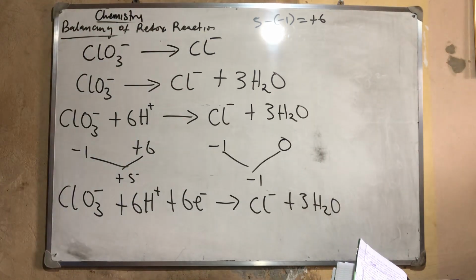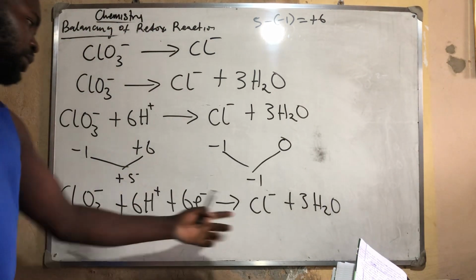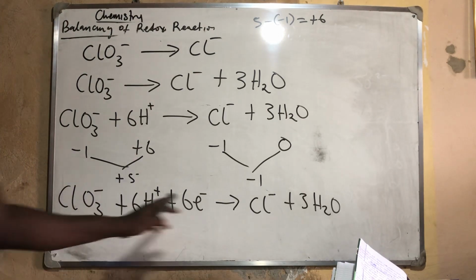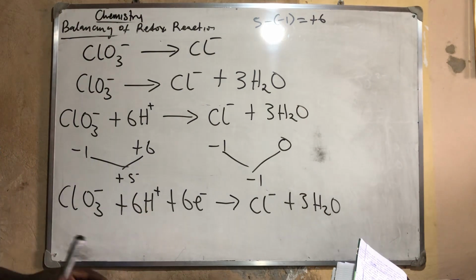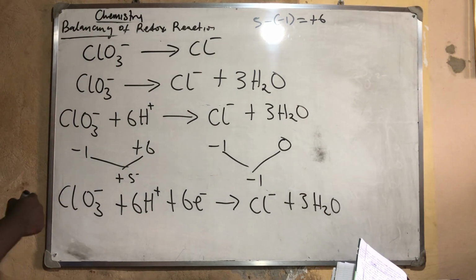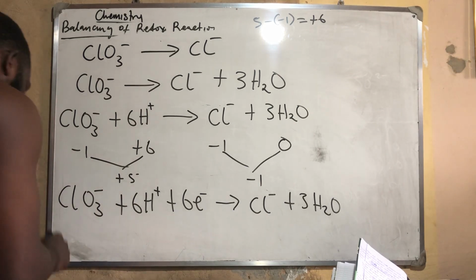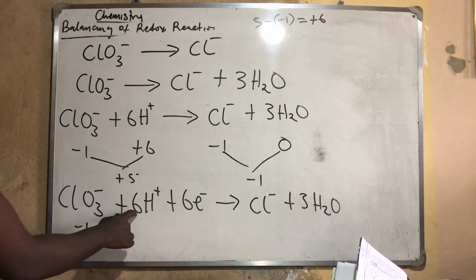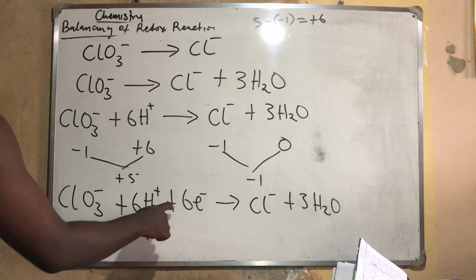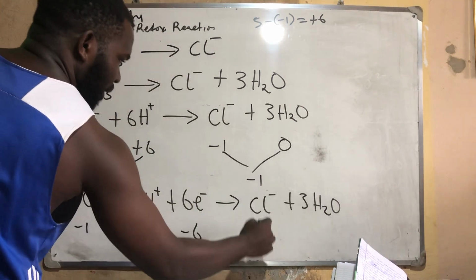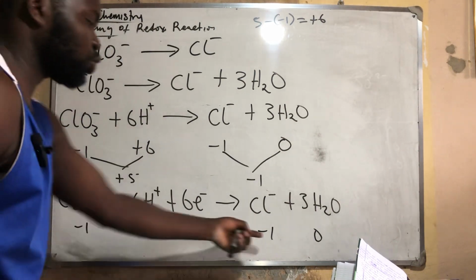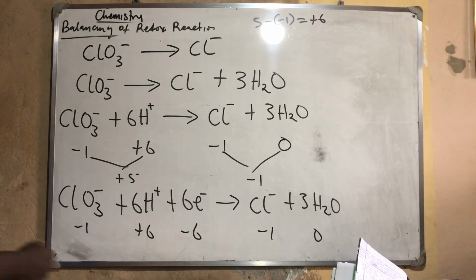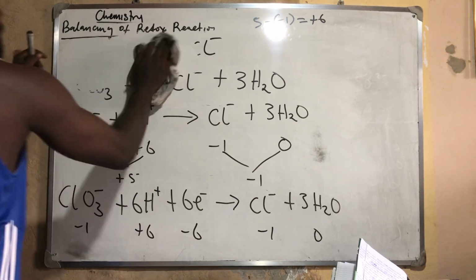Very simple. Check if it is balanced. 1 chlorine, 1 chlorine, 3 oxygen, 3 oxygen, hydrogen 3 times 2, 6, 6 hydrogen. The elements are balanced. Let's check for the ion. 1 times this is minus 1, 6 times this is plus 6, and this time this is minus 6. This one is just minus 1, and this one is 0. 6 minus 6 is gone. I'm having that minus 1 is equal to minus 1.